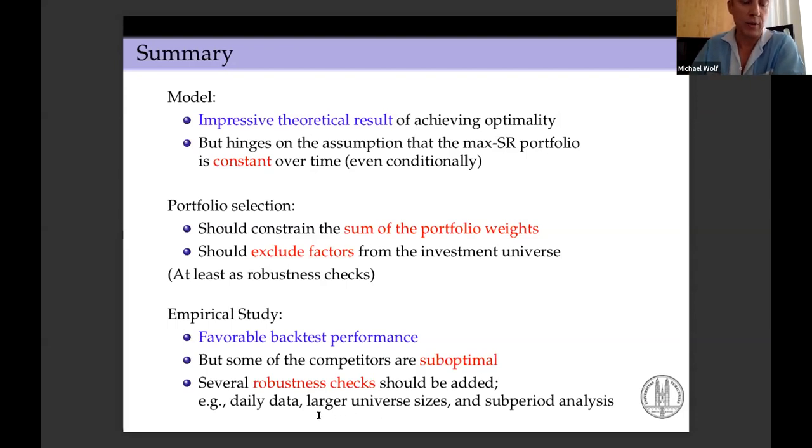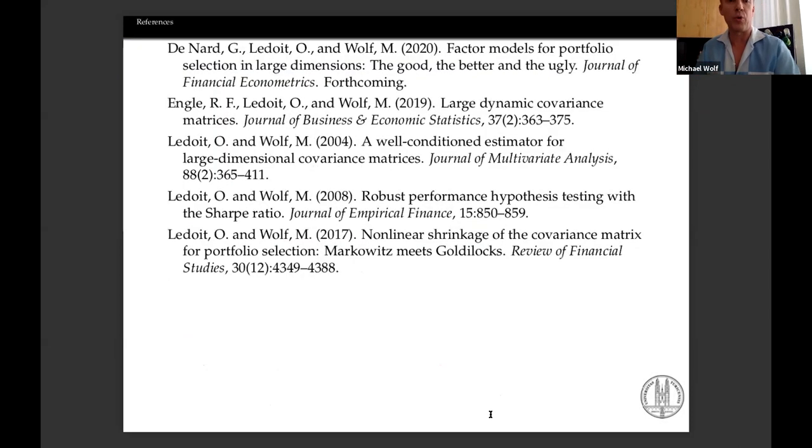Use daily data instead of weekly data. You have more data, more information, it's easy to do. Look at larger universe sizes, 500, 1,000, maybe even more, and potentially a sub-period analysis. And here a bit of self-promotion, some of our previous and forthcoming papers. So thank you. It's been an honor, a pleasure doing this, and thank you for having me.